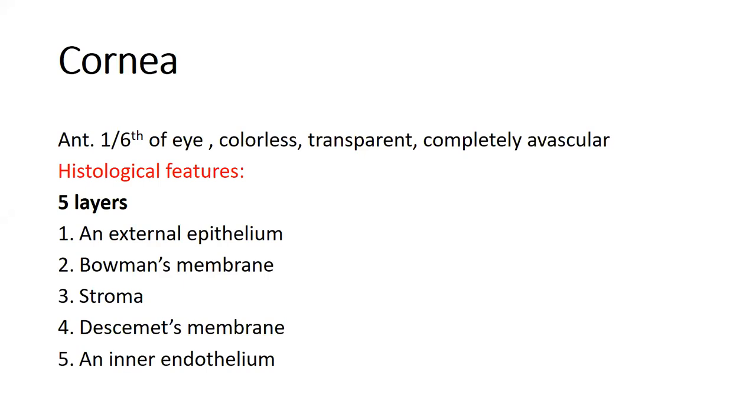The important histological feature is that cornea is made up of 5 layers. The external one is external epithelium. Then the second one is Bowman's membrane, then stroma, Descemet's membrane, and the innermost is inner endothelium. So you can see that the external-most layer of the cornea is epithelium, and the innermost is again epithelium, given the name of endothelium, and in between the basic structure is stroma and 2 membranes.